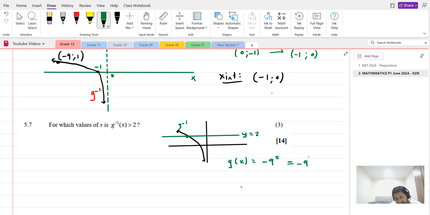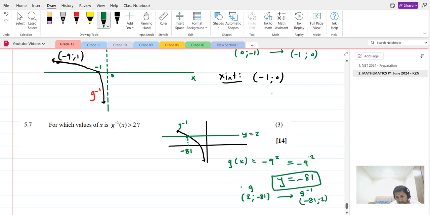So that's negative 9 squared. So I'm getting negative 81. The y value is negative 81. So which means that this value here will be negative 81 as the x value, because remember these are the values on G. So 2 and negative 81 occurs on G, so we need it on G inverse. That's the point on G. The point on G inverse would be negative 81 and 2.